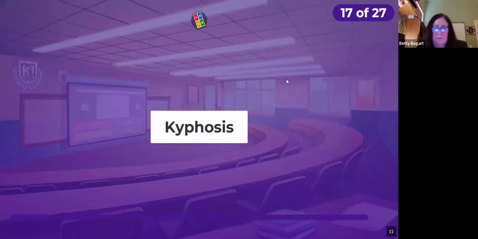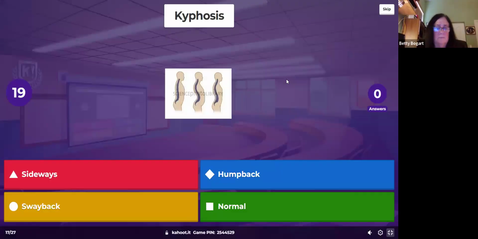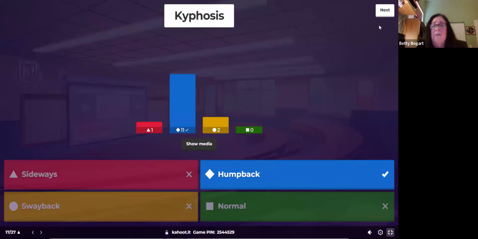Kyphosis. What's that? So kyphosis is the upper back. That's the humpback.